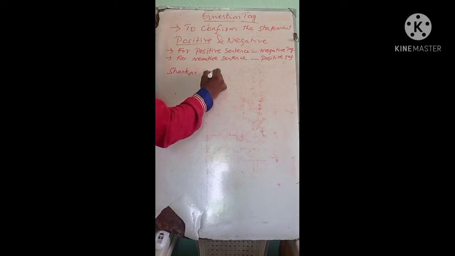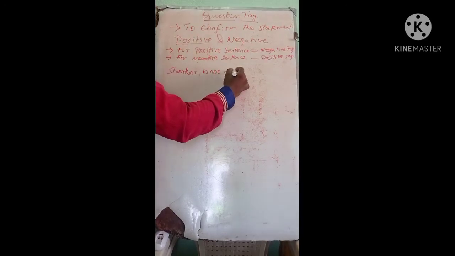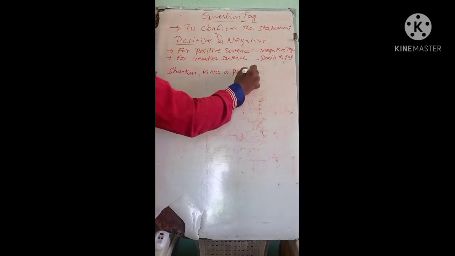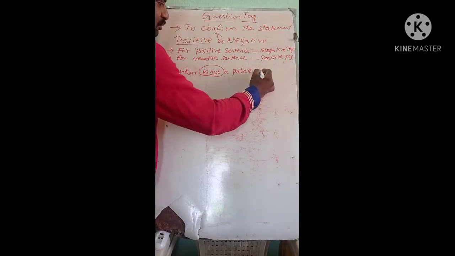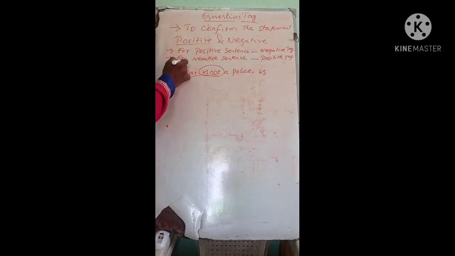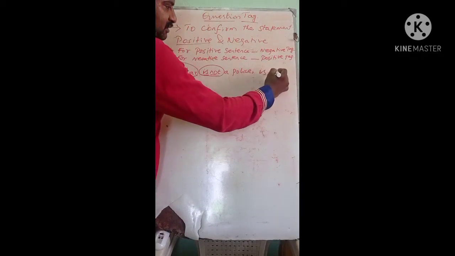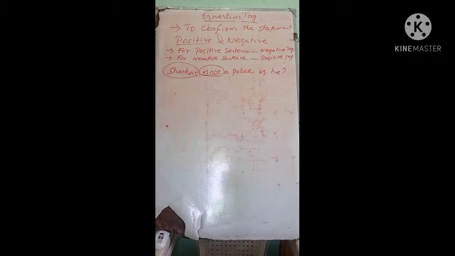Shankar is not a police. See, Shankar is not a police. So "is not", a negative word is there, so this is a negative statement, so we have to write a positive tag. What's the verb here? Is. Then the subject, Shankar: third person singular, and masculine gender. What's the pronoun? He. Is he.